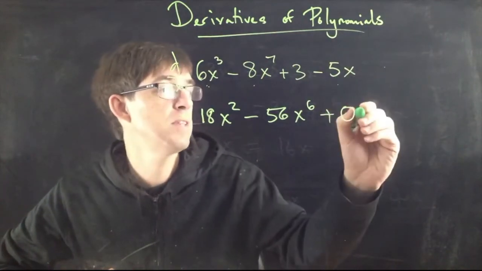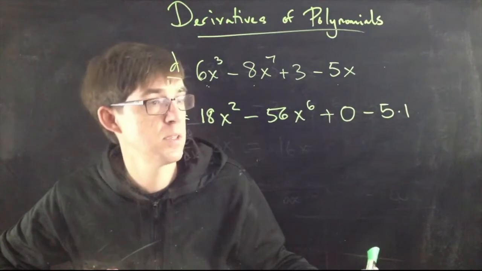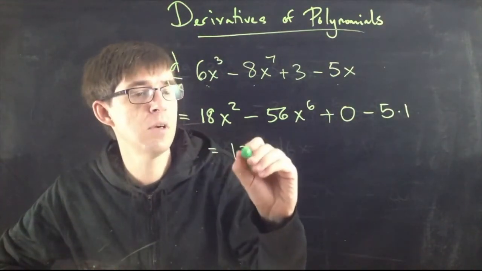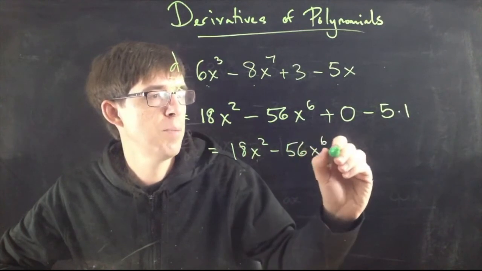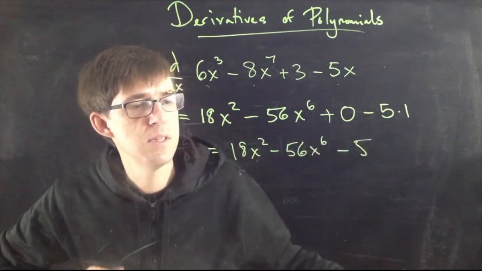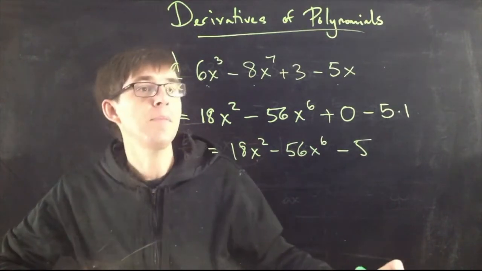And so when I do this last part, it becomes minus 5 times 1, which of course is just minus 5. So my whole answer, if you want to just omit the extra parts, is 18x squared minus 56x minus 5.